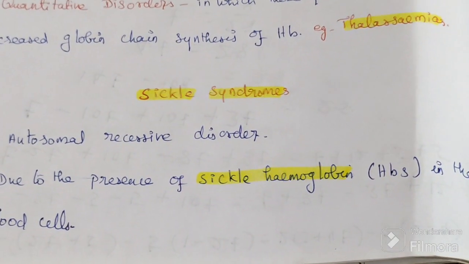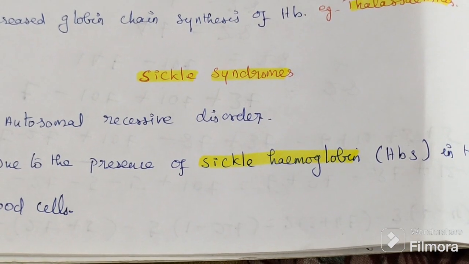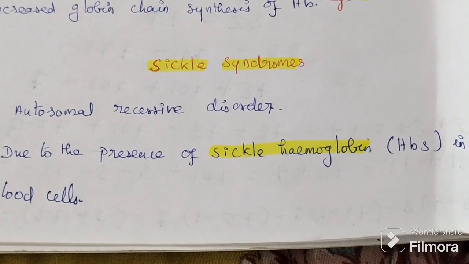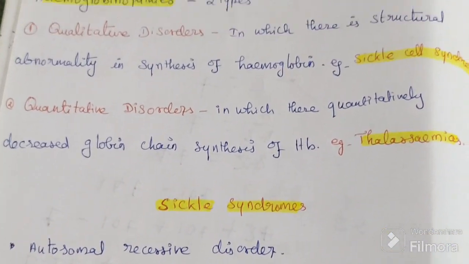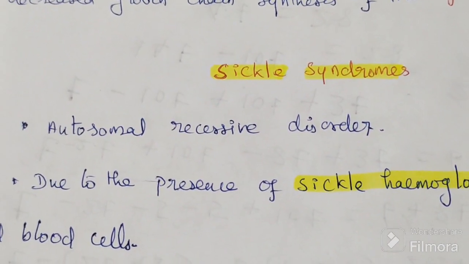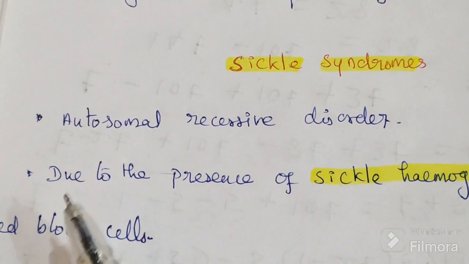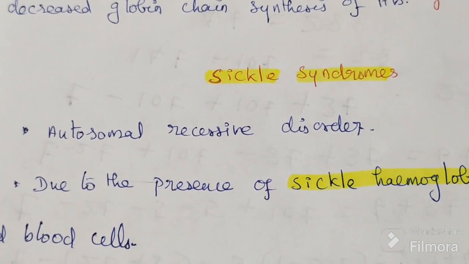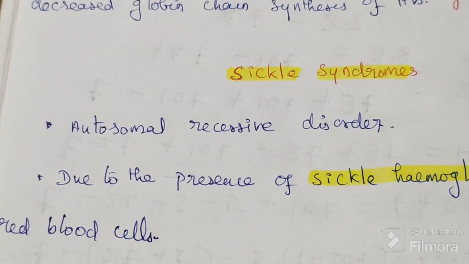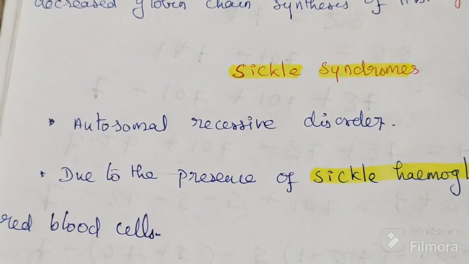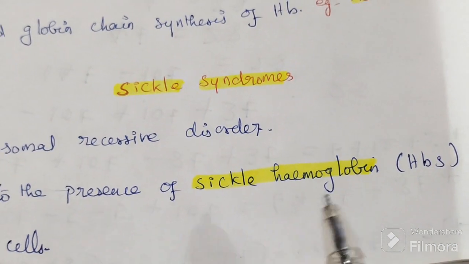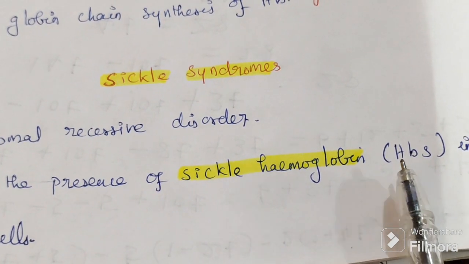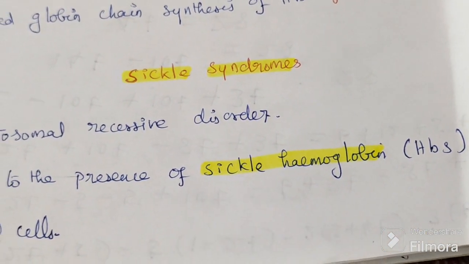Now we want to discuss sickle syndrome. In this section we are going to discuss sickle syndrome, which is a type of qualitative hemoglobinopathy. Sickle cell syndrome is an autosomal recessive disorder. Here an abnormal hemoglobin is formed, which is known as hemoglobin S, sickle hemoglobin.